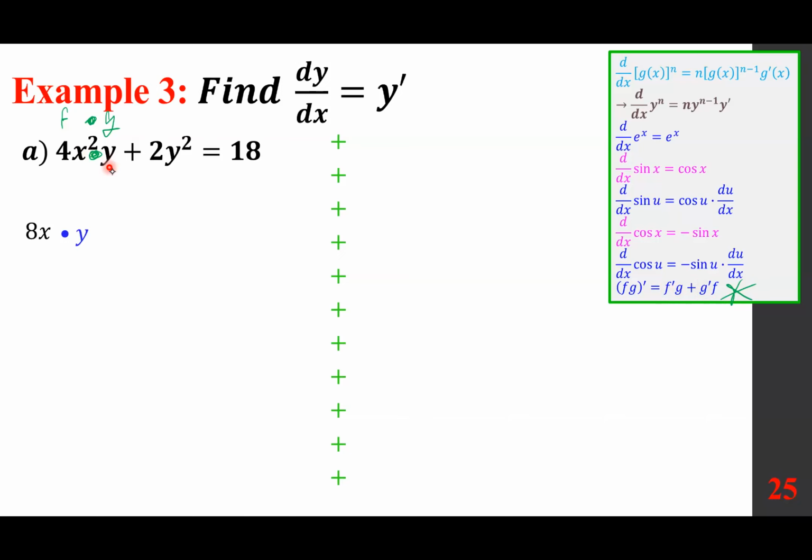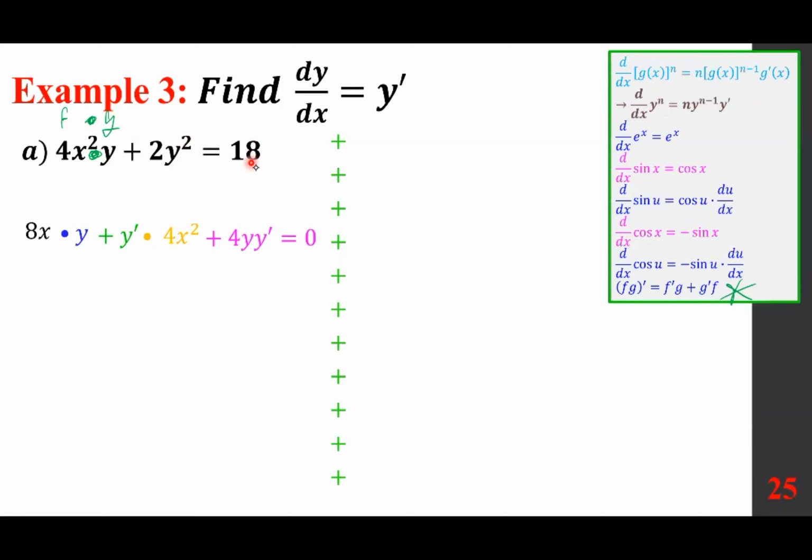G prime y gives you y prime times f, which is 4x squared. Then plus 2y squared. This one, I use the extended power rule. Instead of g, I'm going to use y. So it becomes 4y prime. Please understand, it comes from here. And any number results in 0. The right side is a number, 18 or any other number. Again, we're done with calculus.